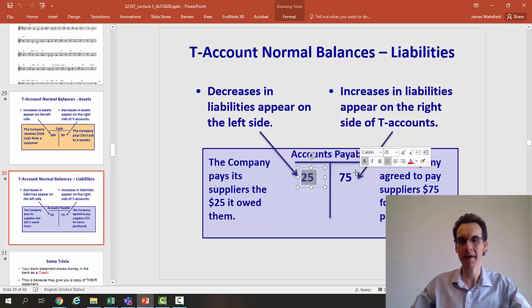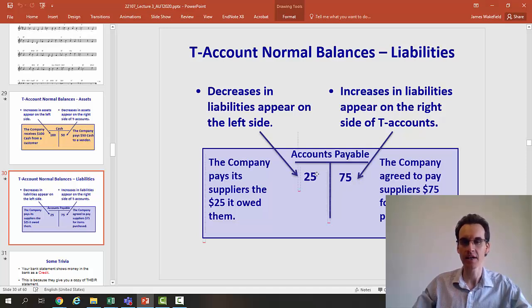Now, what is the balance of this particular T account? Think about it. What is the balance of this T account? If we incurred a $75 liability and we paid back $25 of liabilities, what would our balance be at the end of the period? Okay, so our balance would be $50. So 75 here minus the 25 here, giving you a balance of $50 at the end of the period.